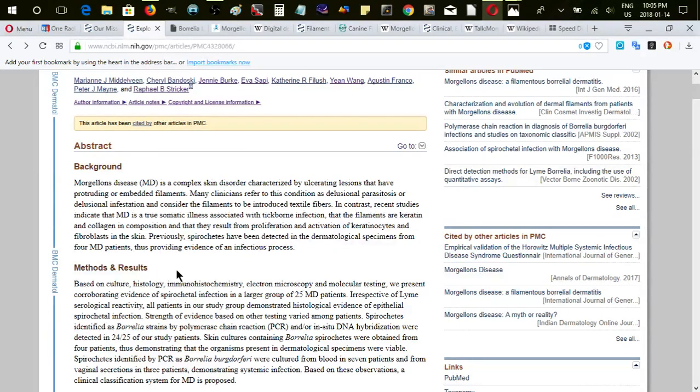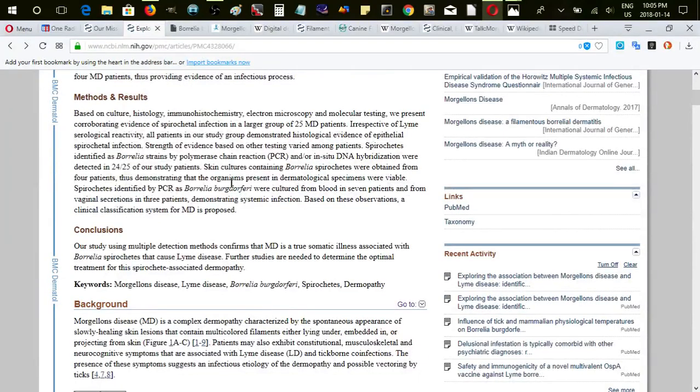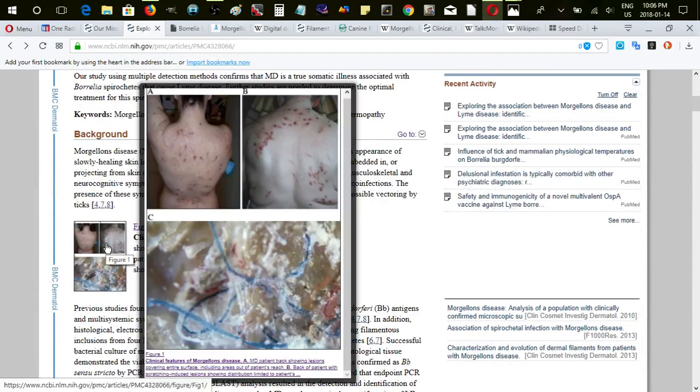And they've done 5 different ways that they showed that the spirochetes were there. And irrespective of Lyme positivity, all patients demonstrated evidence of skin infection with spirochetes. And it's quite extraordinary. It's a horrible, horrible thing. Like, there's a person with it, and here are the little bluey fibers under the skin.